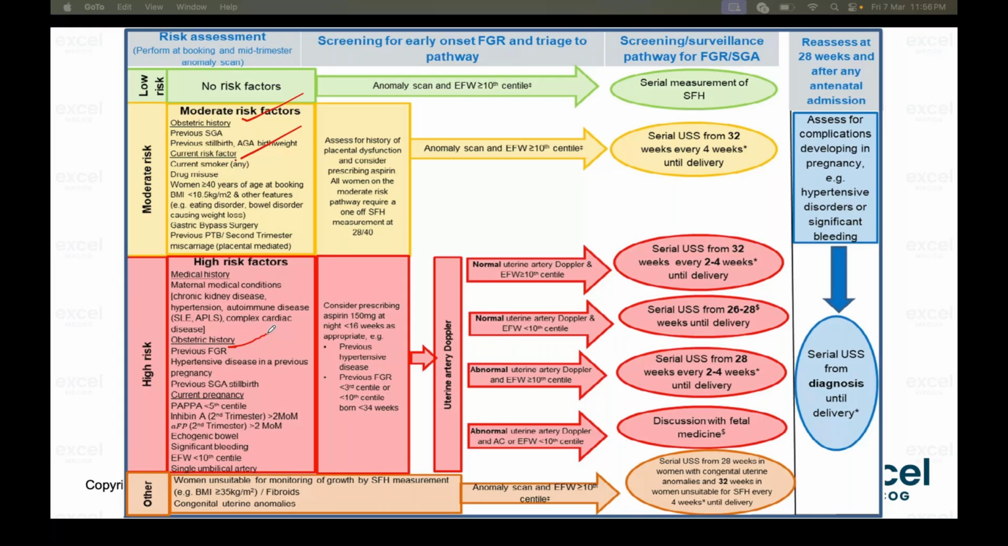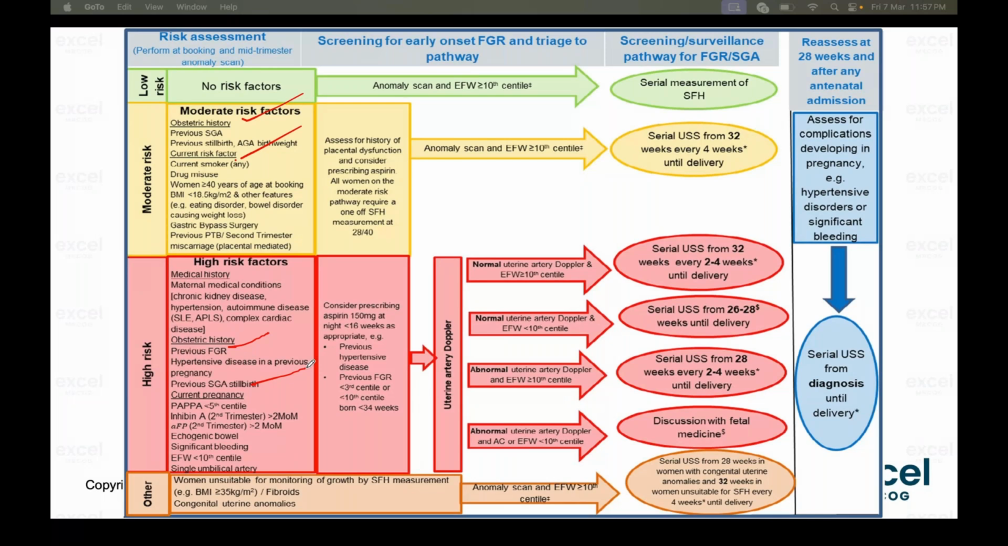But if the previous stillbirth was in a small baby, it is a high risk factor. Okay, simple, right? So this is about the previous pregnancy. Now, current history. Currently, if the patient is a smoker, any amount of smoking, they have emphasized smoking. So any amount of smoking is a moderate risk factor.